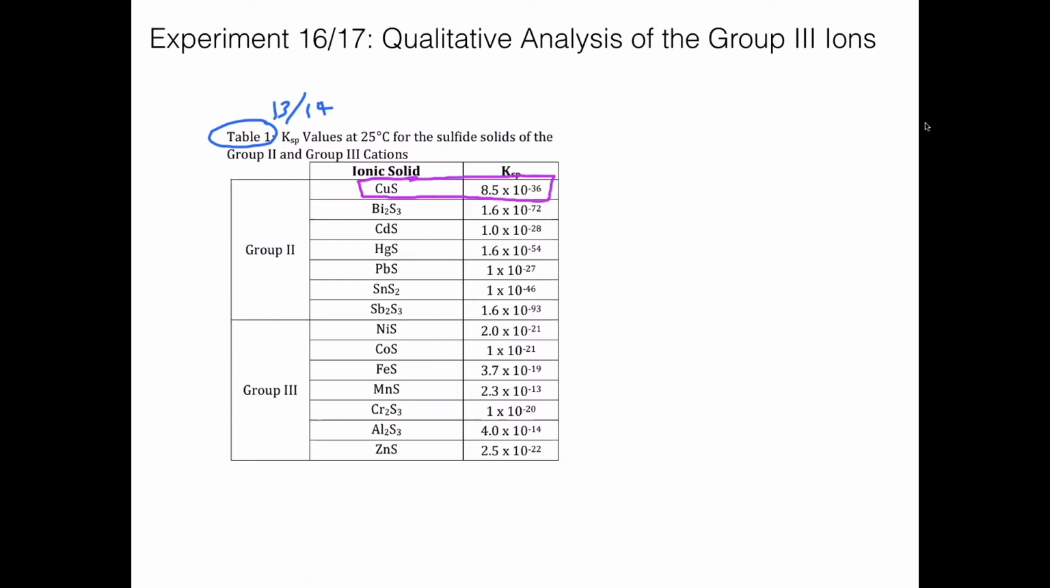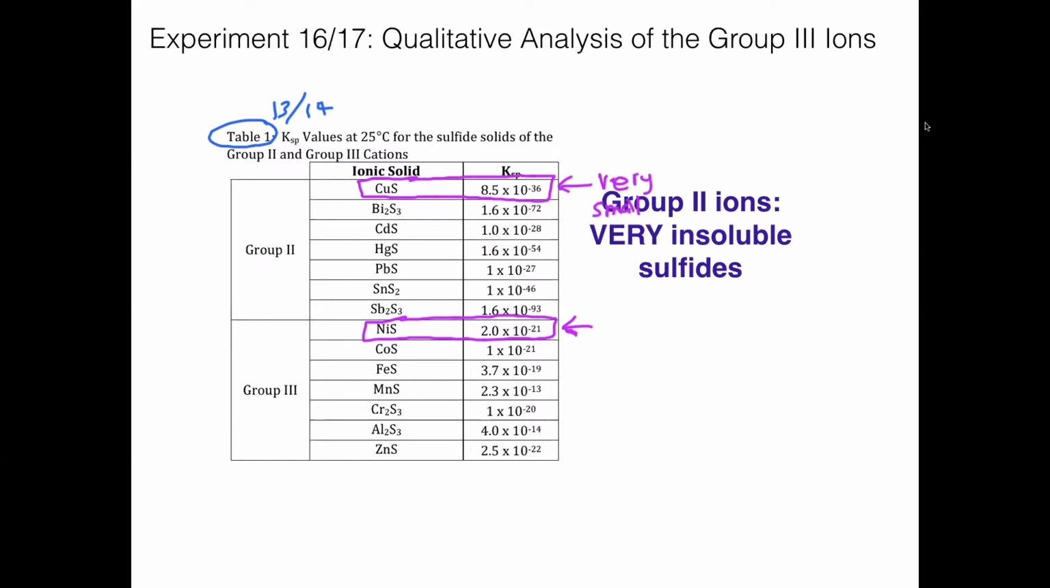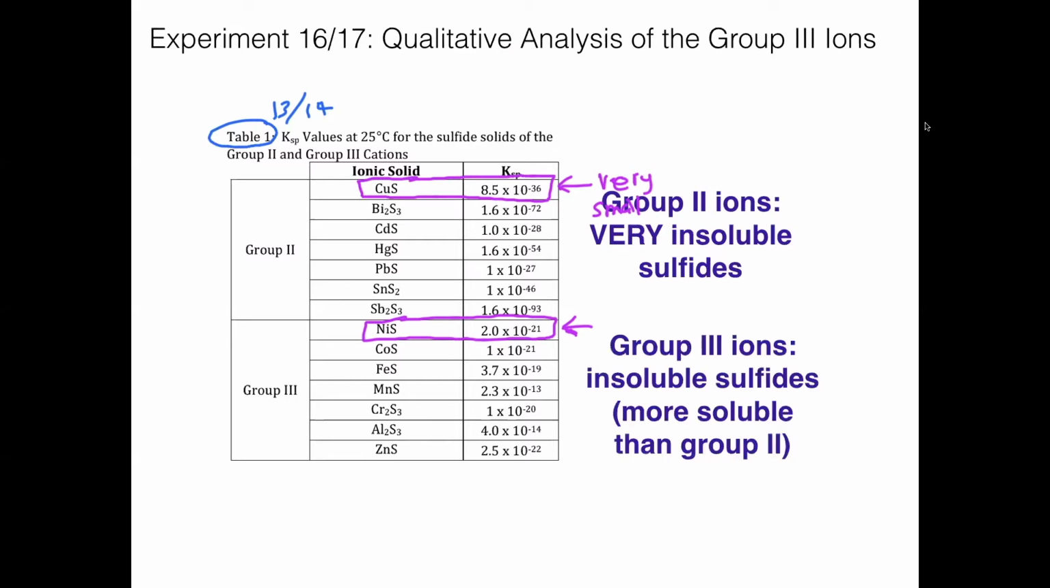sulfide. Here I circled copper sulfide in the KSP. Here I circled nickel sulfide in the KSP. These are from the two different groups, and they have the same number of ions, so we can compare the KSPs. And we see that the KSP for copper sulfide is very, very small. The group 2 sulfides are very insoluble. Nickel sulfide has a very small KSP as well, but it's not as small as what we see for copper sulfide. So they're insoluble, but they are more soluble than group 2.